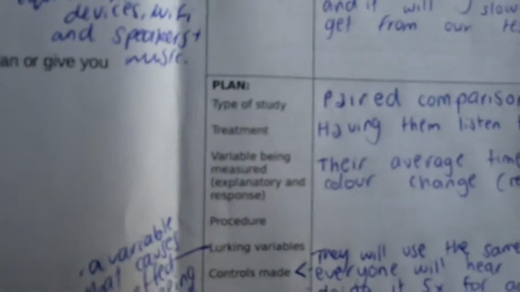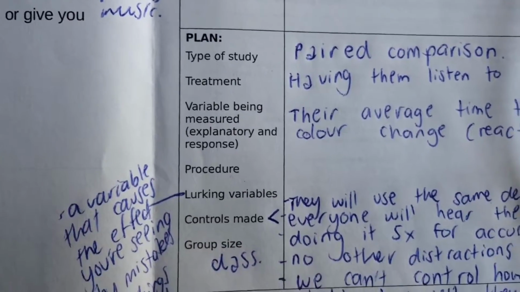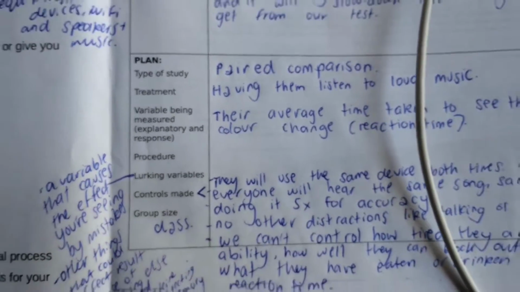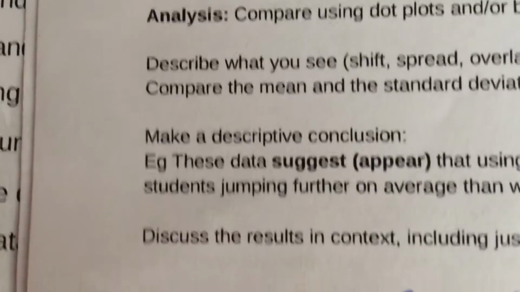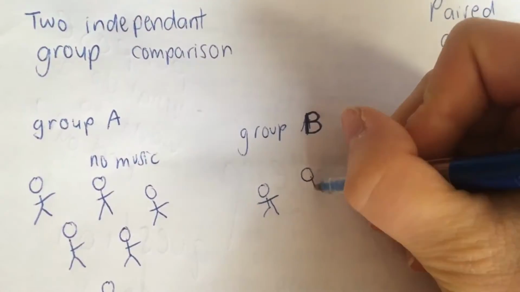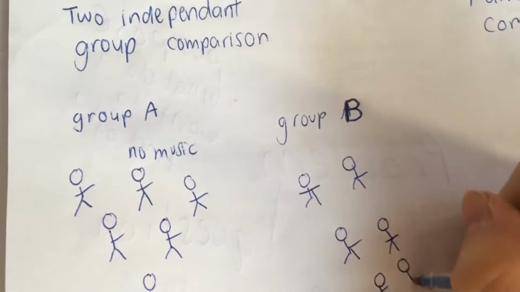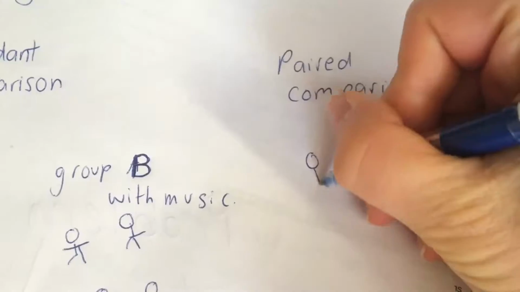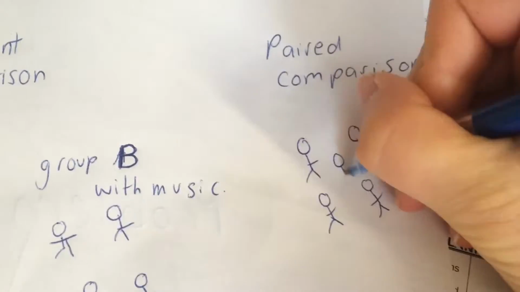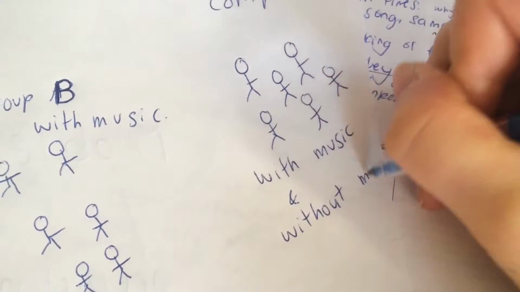Now for the plan. You will need to write the type of study, treatment, variable being measured, procedure, lurking variables, controls made, and group size. The type of study you do will either be a two-independent group comparison or a paired comparison. Doing a two-independent group comparison means that you have two different sets of people. So this means one group of people does it with a treatment and one does it without one. A paired comparison means that one group of people do the same experiment with and without a treatment. A paired comparison shows more accurate results.